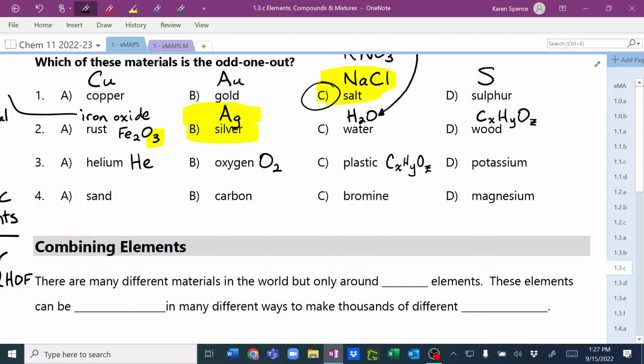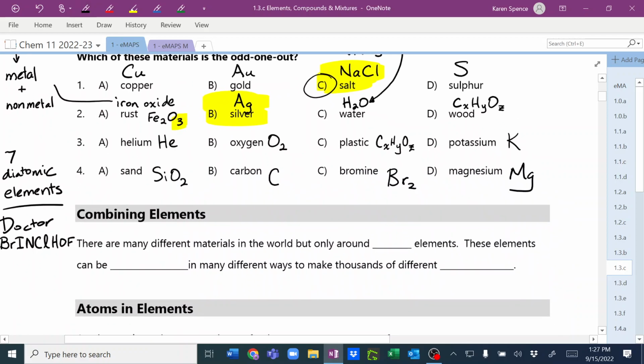And then we have potassium. Who's the odd one out? Plastic. Excellent. And how about in our last row? Sand. Sand is actually silicon dioxide, SiO2. Okay. Carbon obviously is C. Bromine, and bromine would be Br2 because Brinkelhoff, yes? And then we have magnesium. Brinkelhoff.